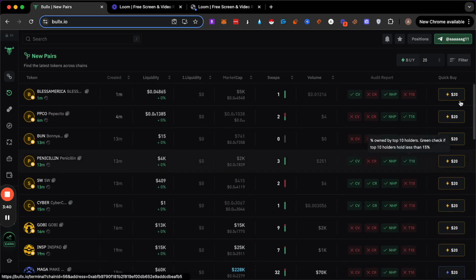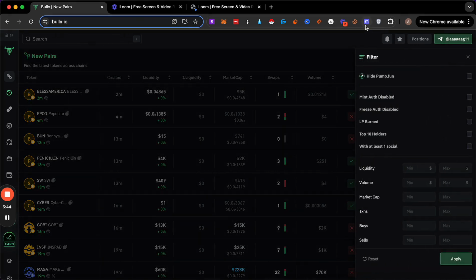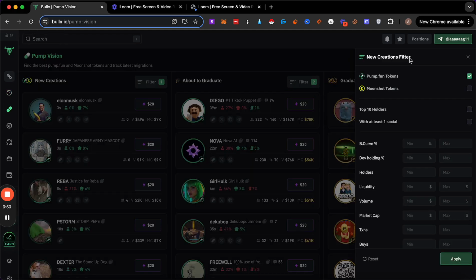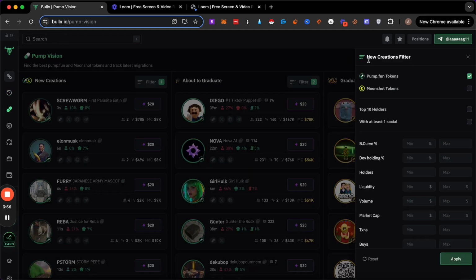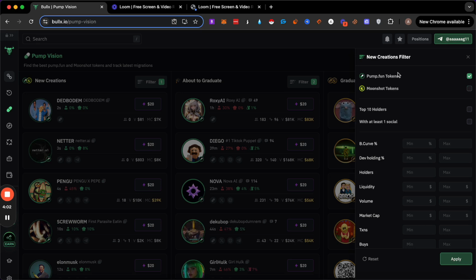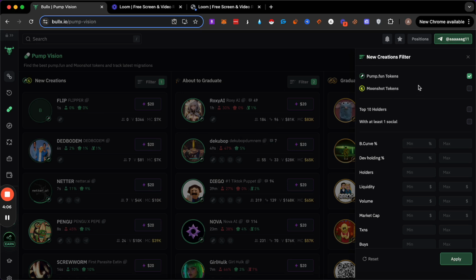The other thing you can do is hide pump.fun. There are two different trackers that look at these meme coins that are just coming out: pump.fun and Moonshot. If you want to hide pump.fun or Moonshot tokens, you can do either of that.